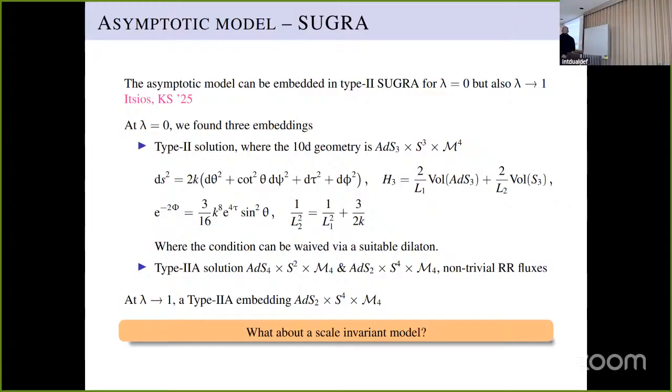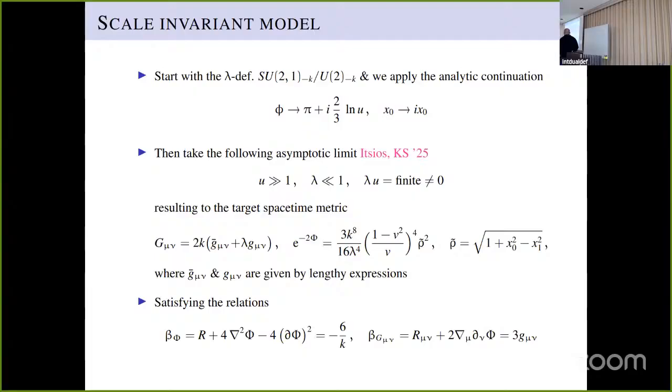So what about the scale invariant model? Here again, we start with this non-compact deformation, and we apply the same analytical continuation. We do this analytical continuation first, and after that, we take the limit where u is much larger than 1, lambda is much smaller than 1, and lambda times u is finite. Because lambda goes to 0, this results in a very simple expression, plus the scalar and the relevant deformation that takes this form.